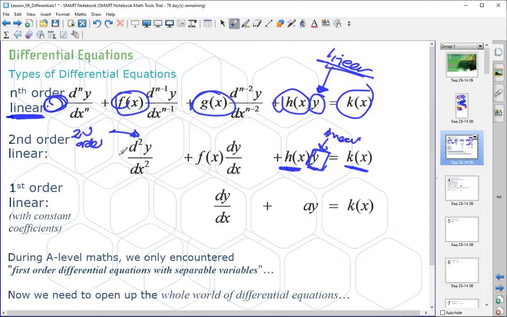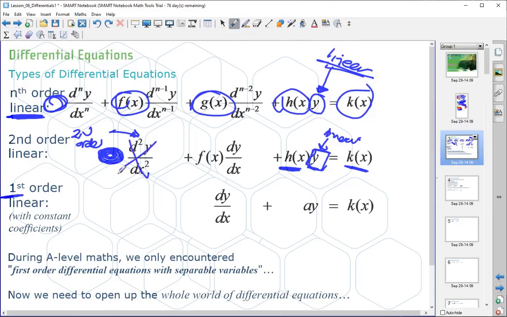You know, I haven't put some function in front of the d2y by dx squared. That's not because there can't be one there. It's because there was one there and I divided through by it. So if there was an x squared at the front of there, maybe I divided everything through by x squared, which got rid of the number in front of the d2y by dx squared. So it's just me dividing through to get rid of that. Okay, so now we've got first order.